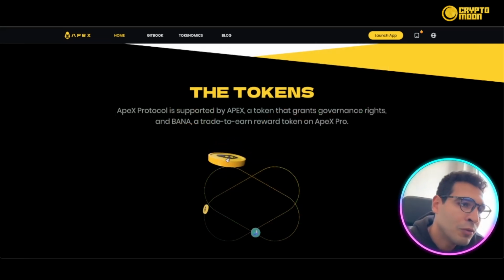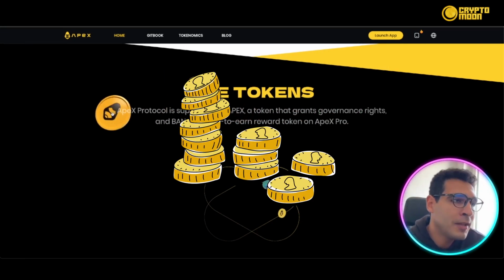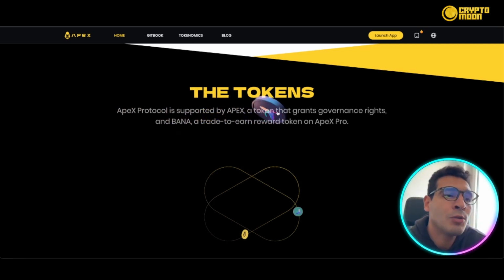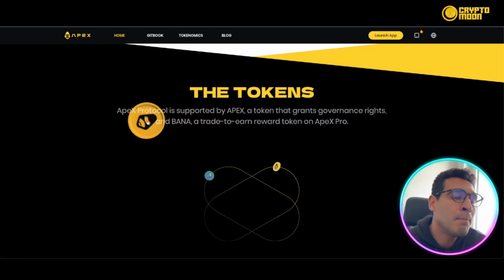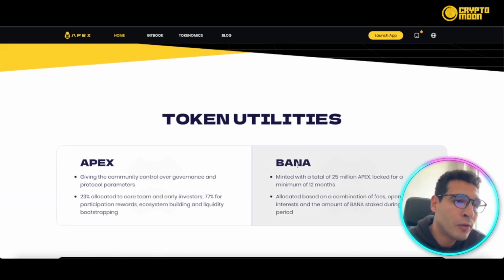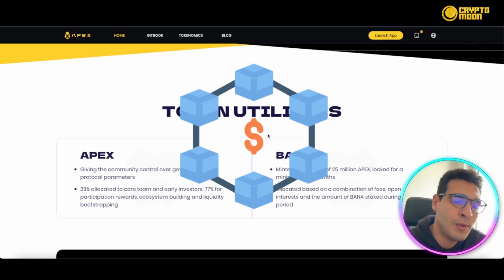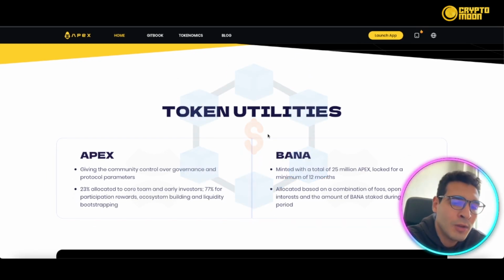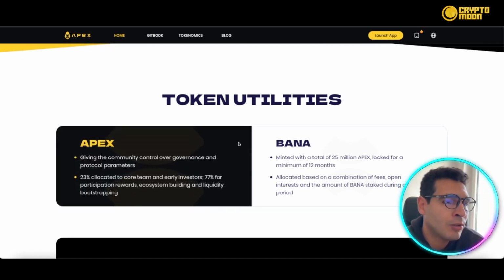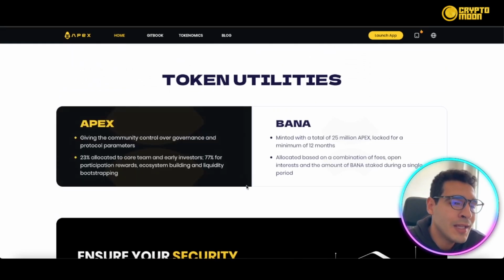The token here will be ApeX. The ApeX protocol is supported by ApeX, and that's the token that grants governance rights, and BANA, a trade-to-earn reward token on ApeX Pro. Of course, as a project on the blockchain, they have their own token, and you need to understand the tokenomics about that. So here, let's talk about the tokenomics and the splits and how it's distributed.